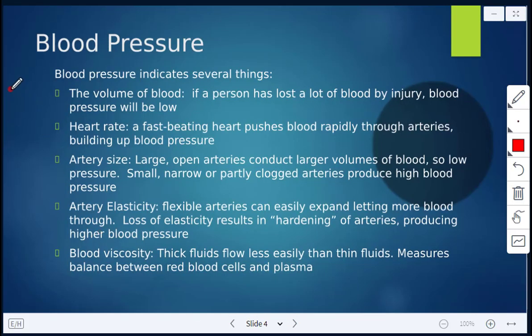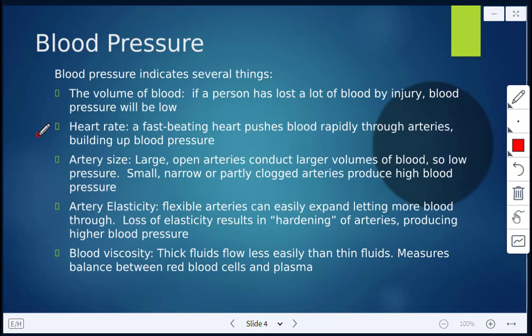All right, continuing with blood pressure. Blood pressure can indicate several things. So firstly, the volume of blood. So if a person has lost a lot of blood, for example, during an injury or something, their blood pressure will be very low.